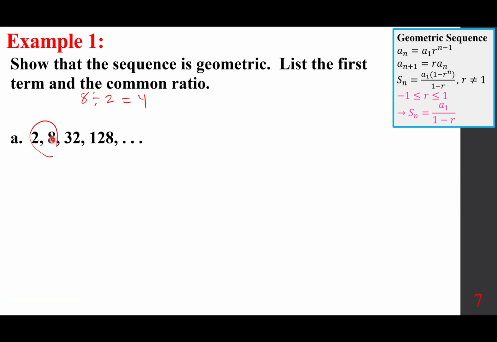Now check. 8 times 4, do we get 32? Yes. 32 times 4, do we get 128? Yes. Which has proved a1 is 2, r is 4. So we showed, and again, you have to check it. I can't emphasize this enough, everybody.